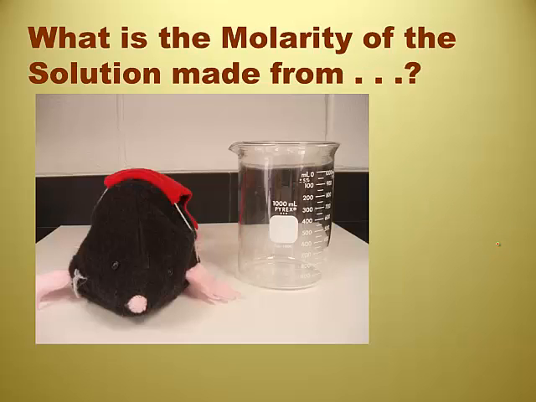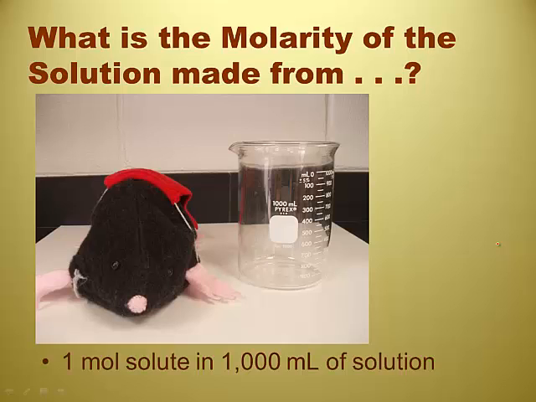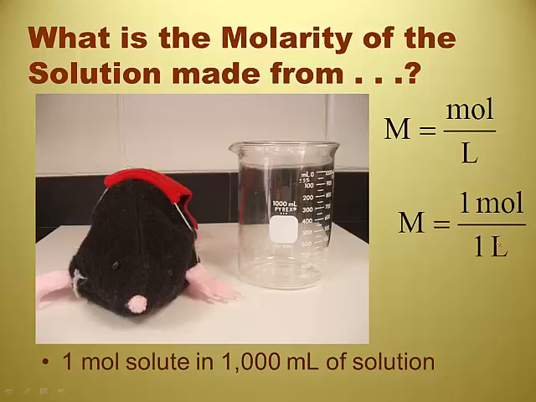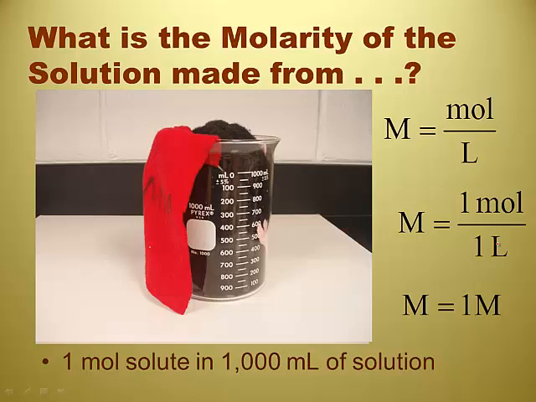So we got some pretty simple discussion points here. What's the molarity of a solution made from 1 mole? Apparently this is going to be 1 liter of solution based on that flask. 1,000 milliliters is 1 liter. So if I take 1 mole of solute and put it in 1,000 mL of solution, I get 1 mole per 1 liter. That means I get a 1 molar solution, and that's what it looks like.